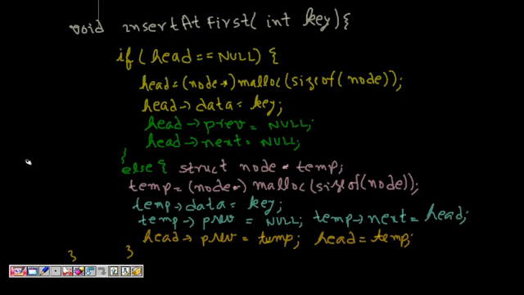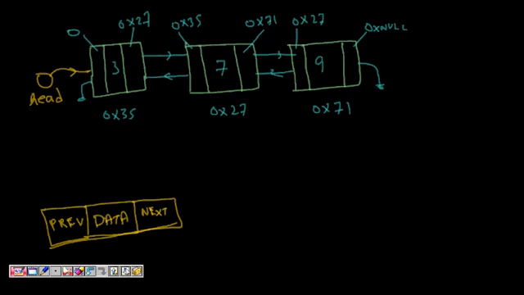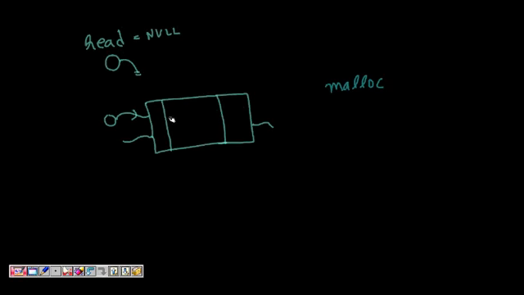Then let's look at insertion in the beginning of a linked list. So let's try to understand. We have insertion in the beginning of the doubly linked list. There might arise two different cases. The first case is a linked list where we have no element at all. So there are two cases: a doubly linked list is empty or a doubly linked list has some elements.